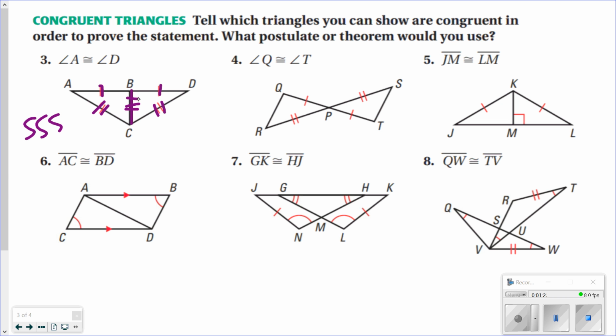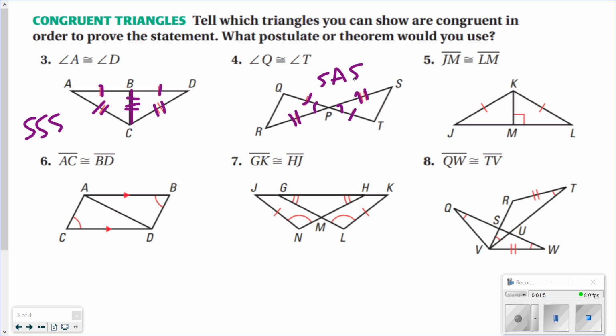The next problem, I see that this segment is congruent to this segment. This segment is congruent to this segment. What else do I know to prove that these two triangles are congruent? Well, I also have a pair of vertical angles here. So which postulate proves that these two triangles are congruent? It would be side, angle, side.